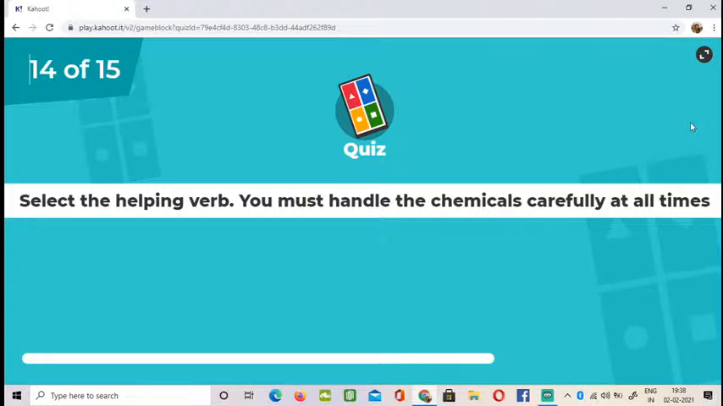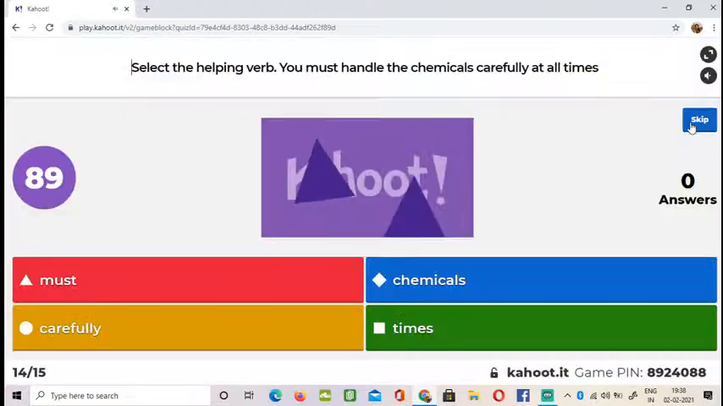You have to select the helping verb now. You must handle the chemicals carefully at all times. Here you have to select the helping verb. As I told you all, a helping verb comes before the main verb. So you should know the main verb as well as the helping verb. You should know the main verb to select the helping verb. So think, okay?